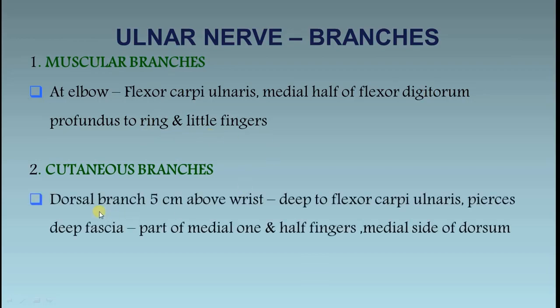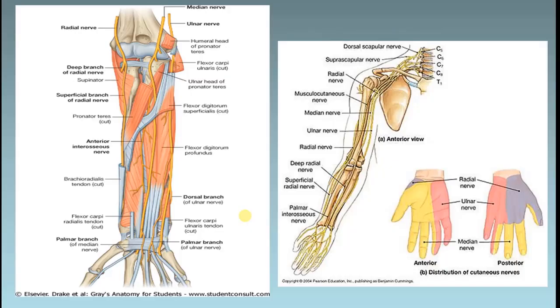Cutaneous branches: the dorsal cutaneous branch is given well above the wrist and it pierces the deep fascia, and it takes part in the cutaneous innervation of the dorsum of the hand, the medial half of the dorsum of the hand, and the skin over the medial 1.5 fingers.